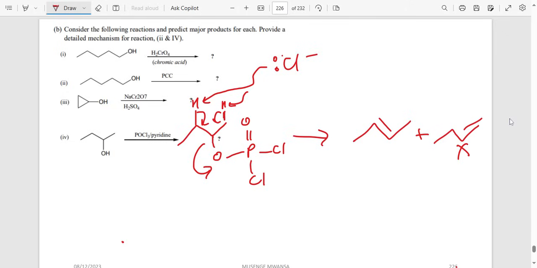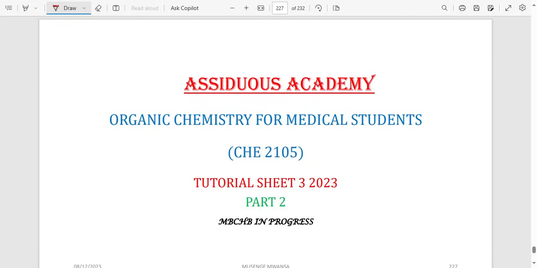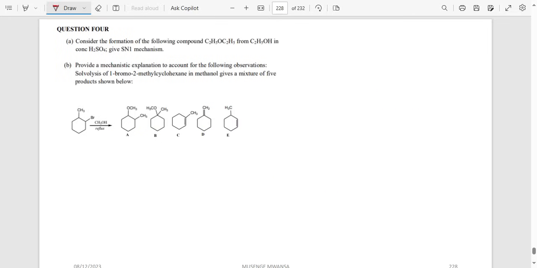Is this okay? So we are almost done. The other questions which are remaining are more for explaining, not really mechanisms. So these are just mostly for explaining.